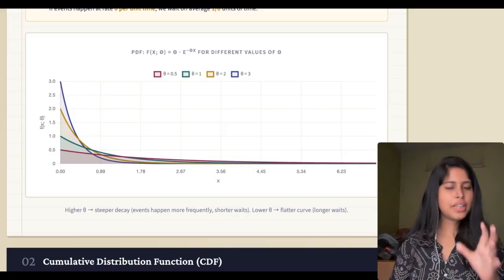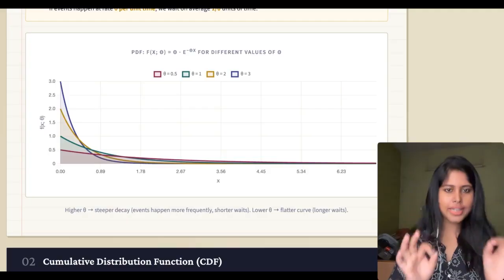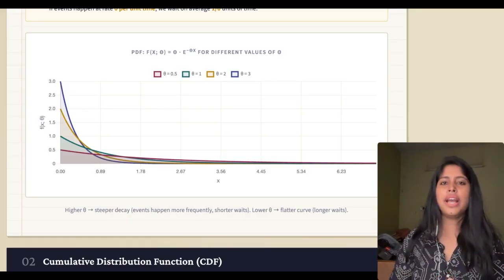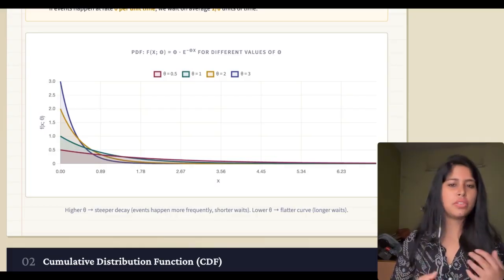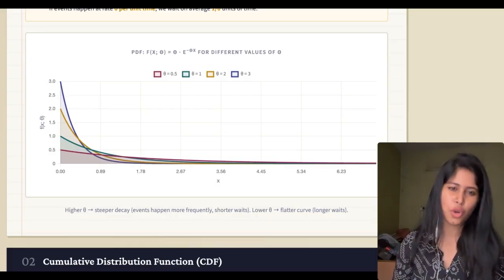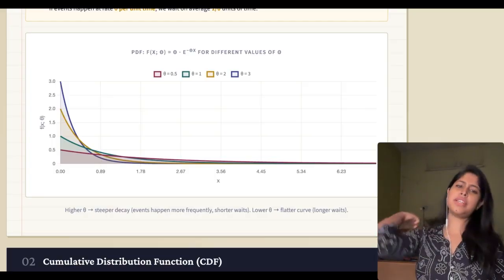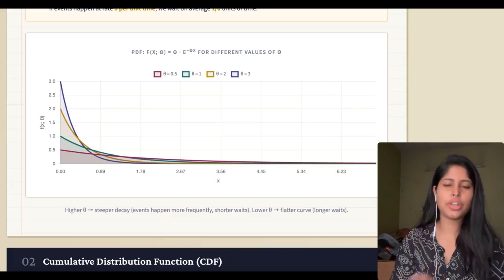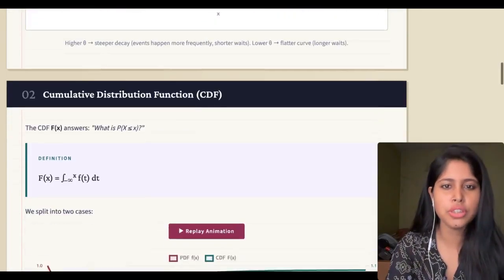Okay, so basically, what does this mean? That high theta means events happen frequently and waits are short. And low theta means what? That events are rare and we have to wait for a long time. So this is basically what this graph can tell us and what theta can tell us. Okay, now coming to the next portion.